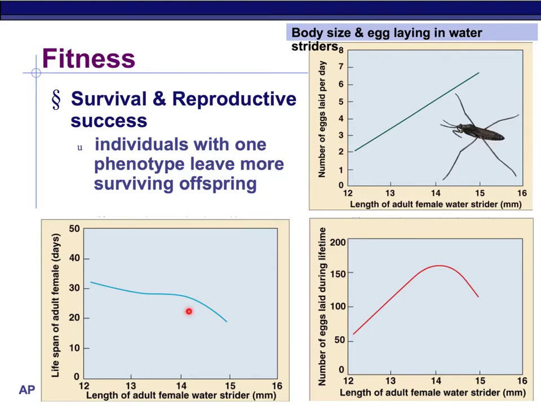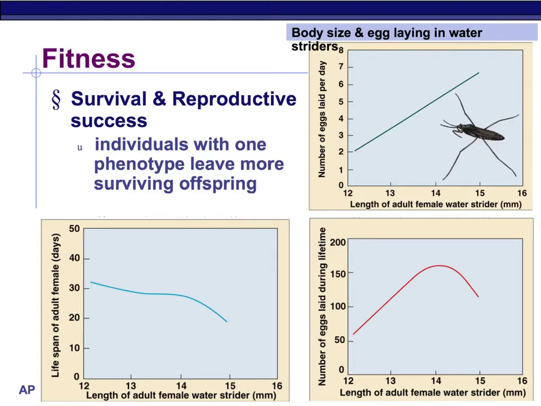Okay, let's look at this third graph over here. Again, it shows the lifespan of the adult female water strider. And again, we're comparing it to her length. The longer she gets, the fewer days she lives. Okay, so if we summed it all together, initially we might think that being really big would be a good thing. But by looking at all three graphs, we realize that it's not a good thing.